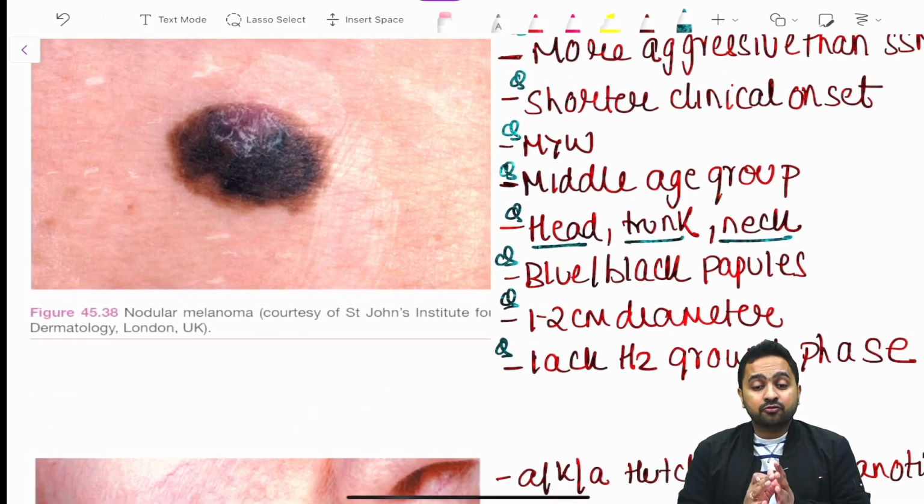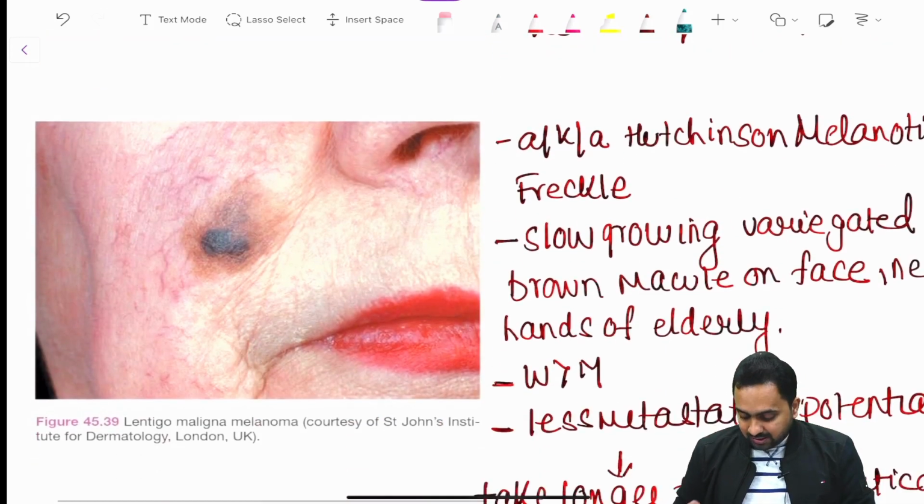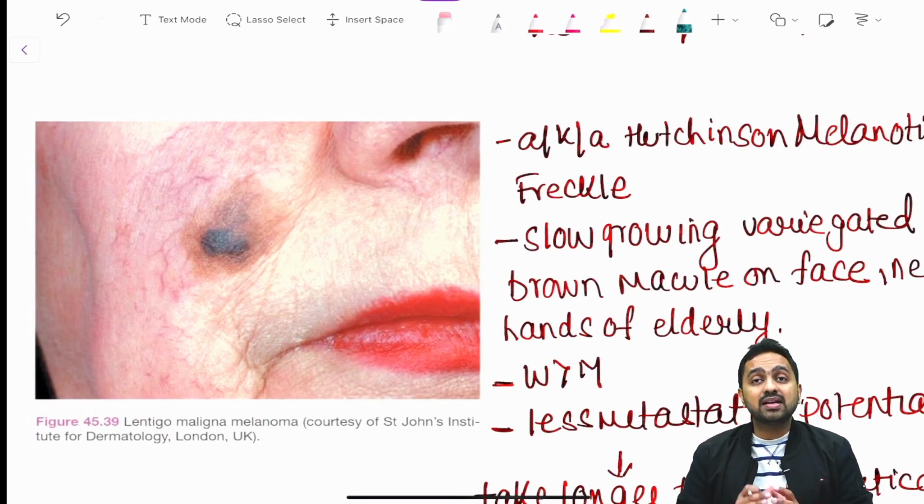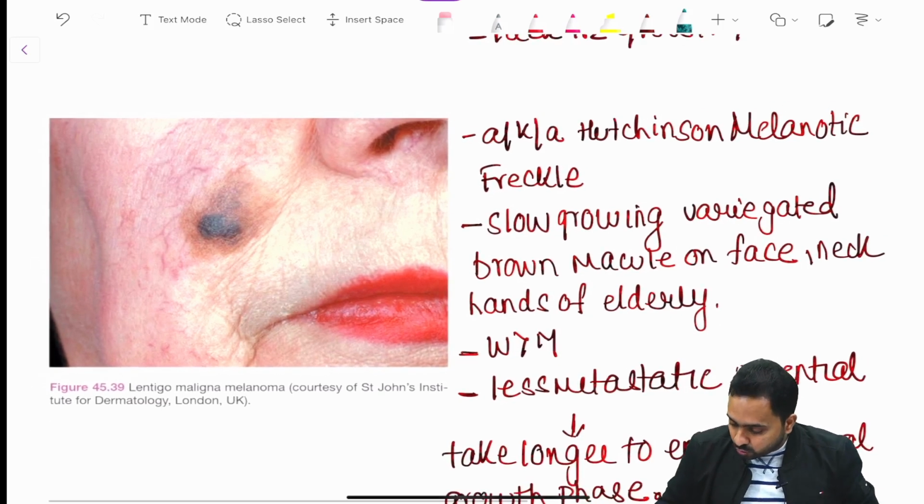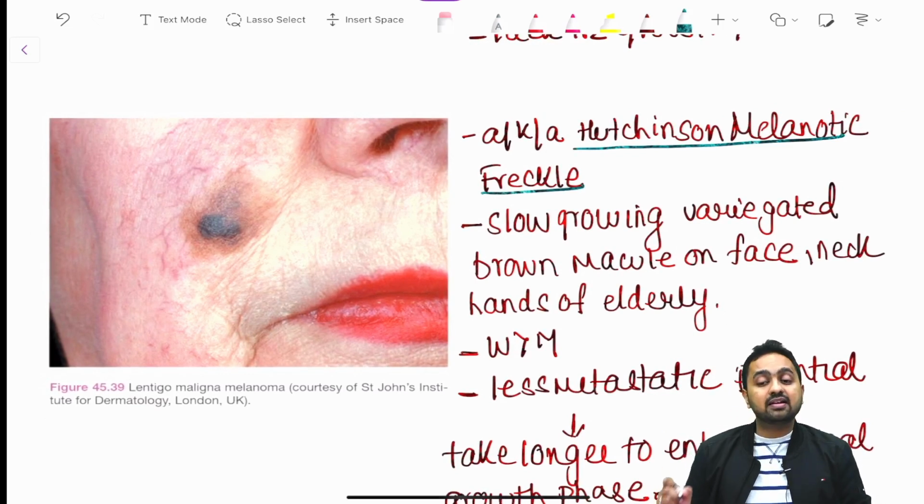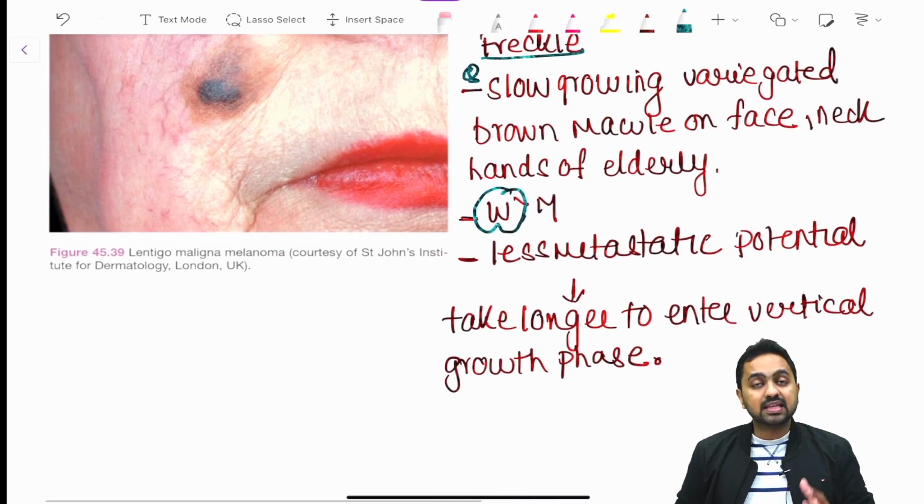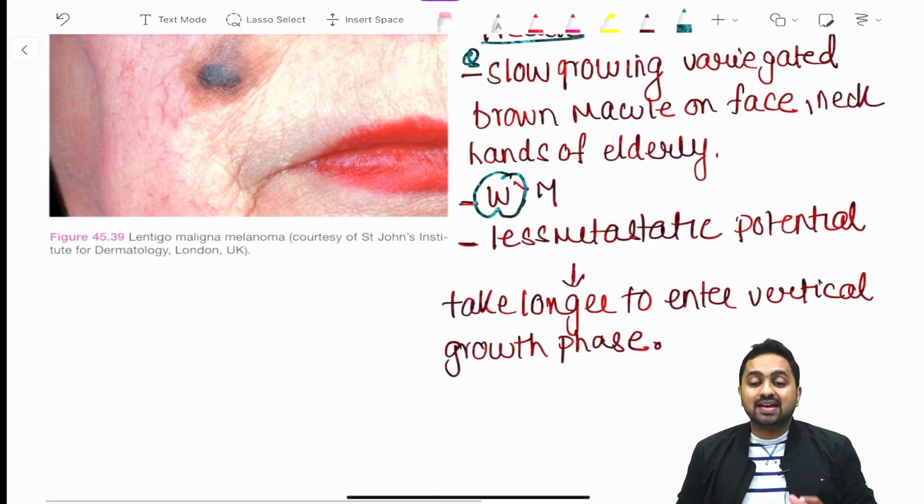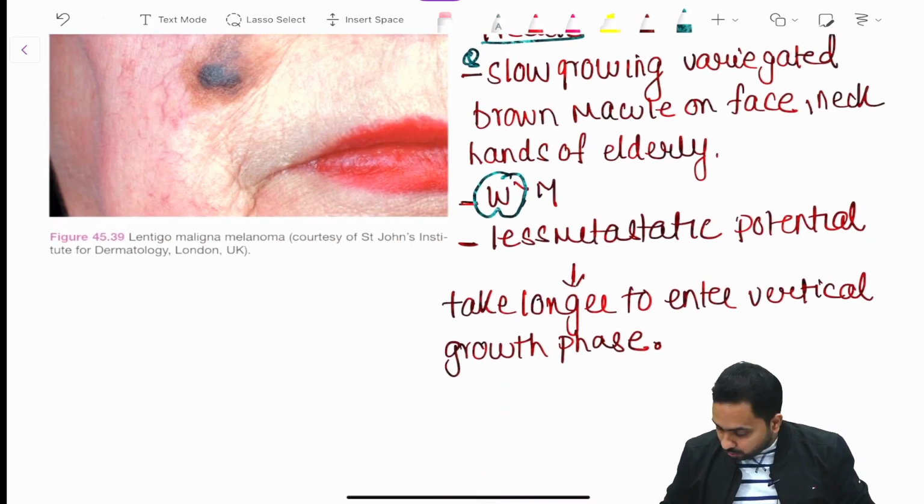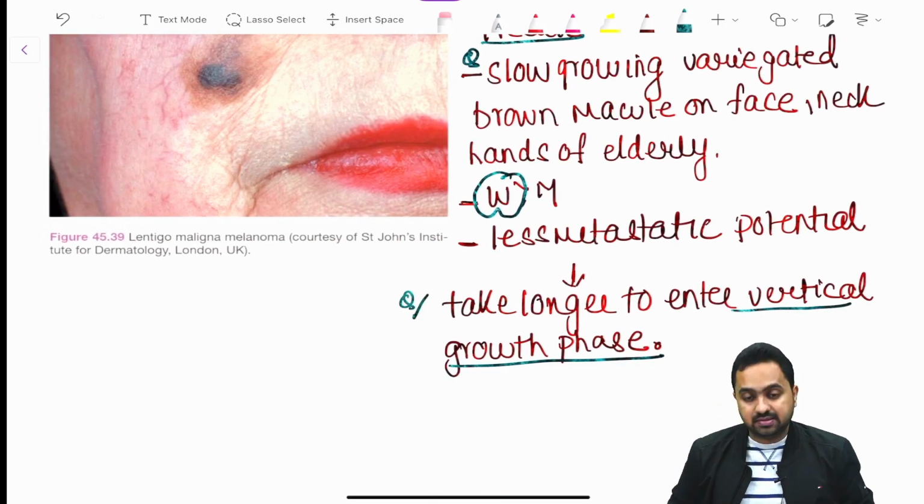So these are your few important points with respect to your nodular melanoma. Then this image is your lentigo maligna melanoma, which is responsible because of cumulative UV exposure and has a late onset of disease. Now this is also known as your Hutchinson melanotic freckle. It is a slow growing variegated brown macule on face, neck, hands of elderly, more common in women compared to your men. Then it has a less metastatic potential and it takes longer to enter your vertical growth phase.